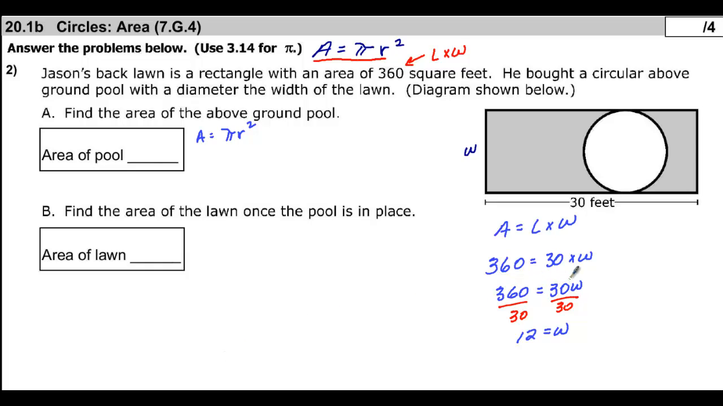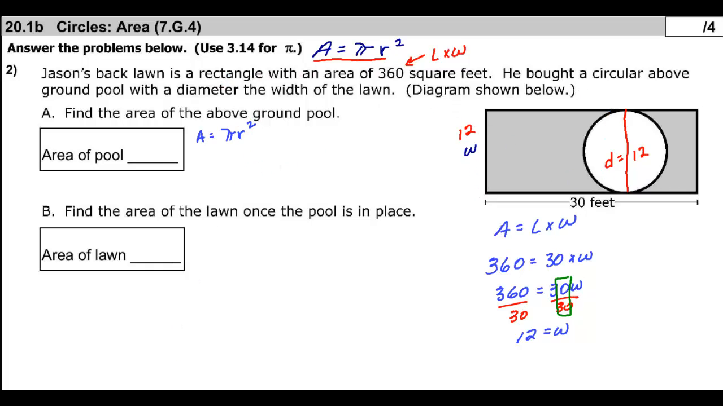Here's our big 1. That idea doesn't change. 30 over 30, big 1. And we know the width is 12. So this part, let me get a different color up there, this part is 12, which means that the diameter of this circle is 12, and we know the diameter is the width of the lawn, so 12 and 12.